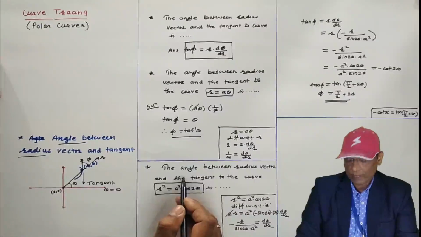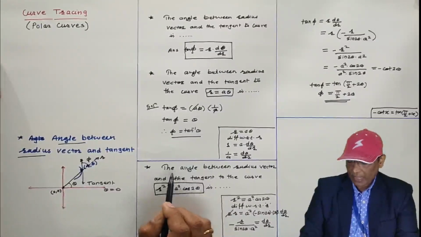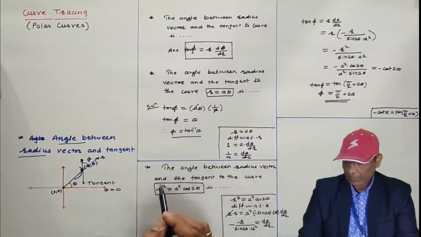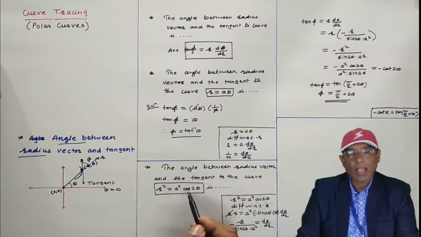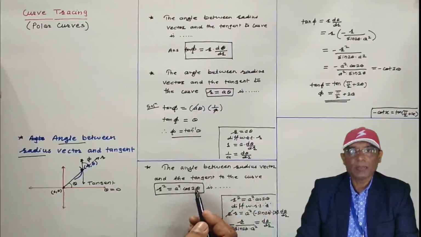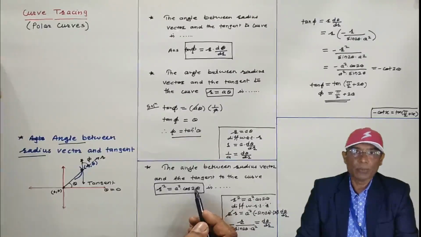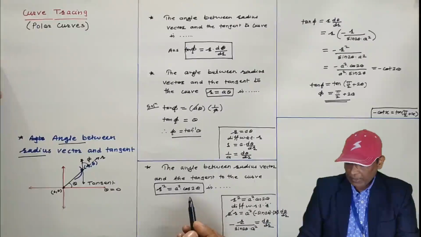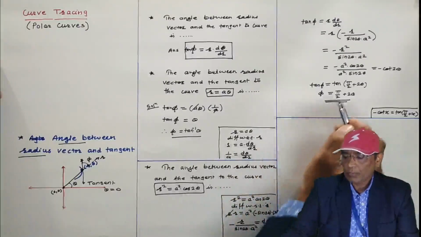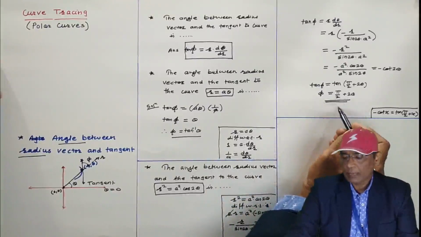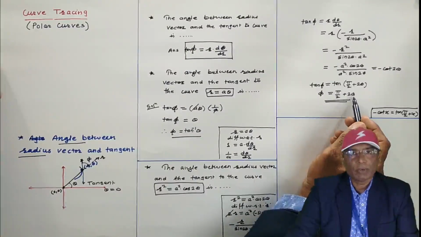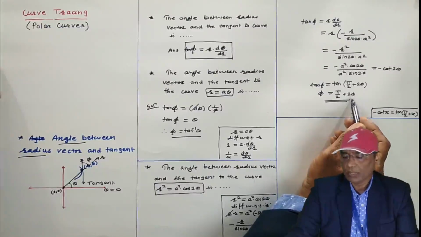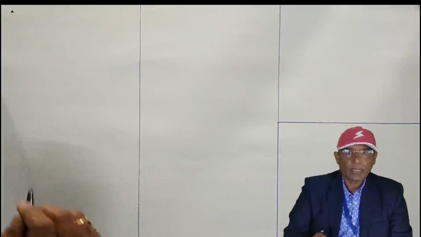In examination, the question may be asked like this: the angle between the radius vector and the tangent to the curve at theta equal to pi by 3, theta equal to pi by 2, at theta equal to pi. In that case, you solve up to this step, and in the last step, put theta equal to pi by 2, theta equal to pi by 3, whatever value of theta is given for the tangent, you can directly put here. Now we are going to trace the curve.